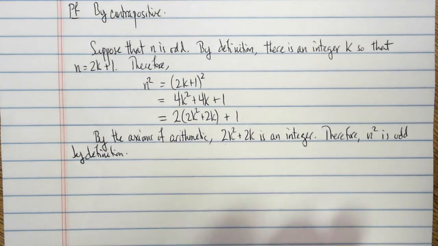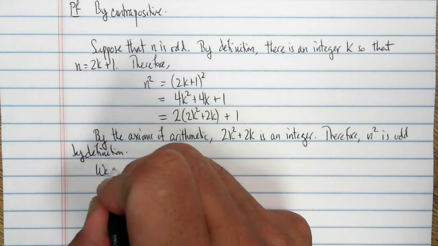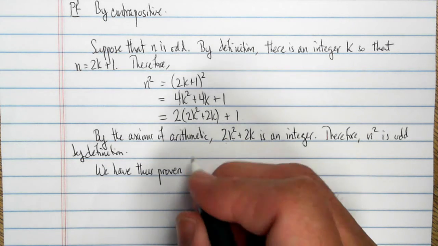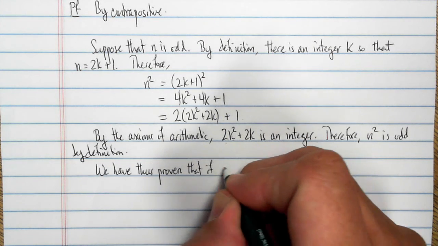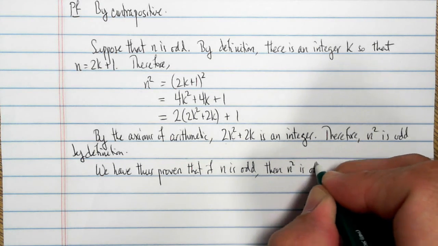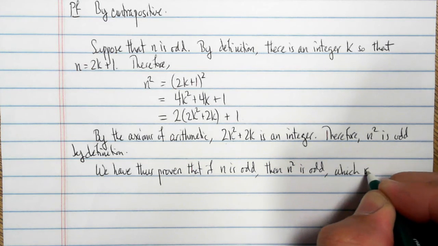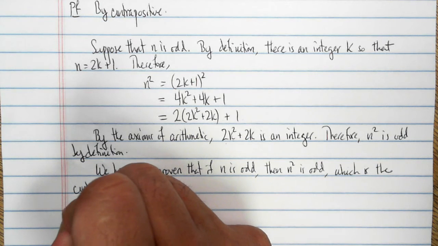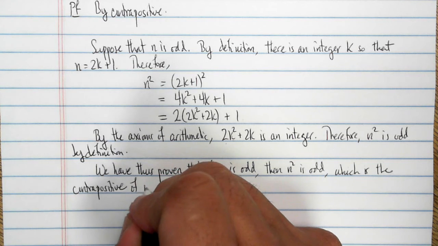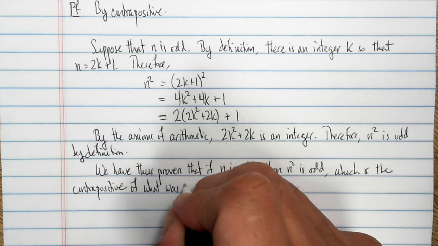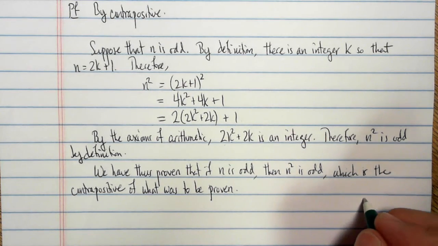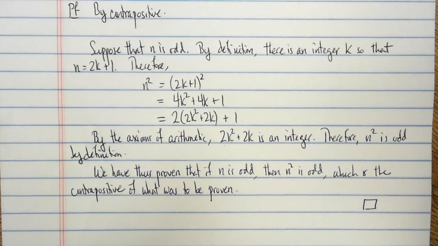So, in conclusion, we have thus proven that if n is odd, then n squared is odd, which is the contrapositive of what was to be proven. And so that's the end of the proof, and then we use some kind of end of proof symbol to denote that that's the end of the proof.